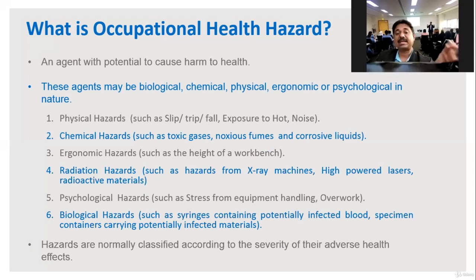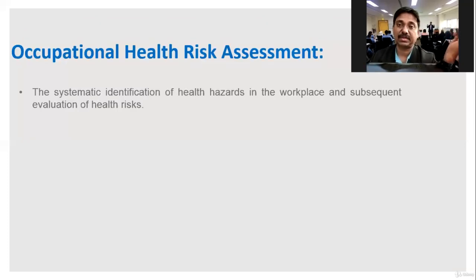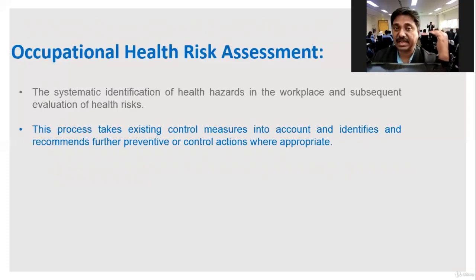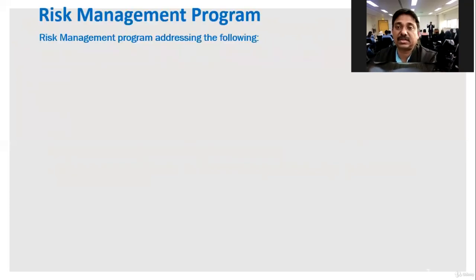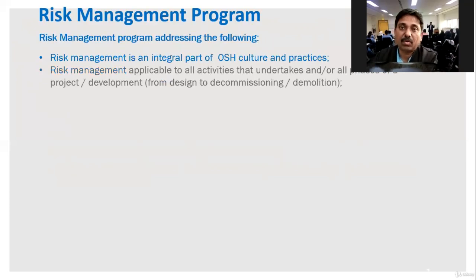So hazards are normally classified according to the severity of their adverse health effects. So we have to understand what this adverse health effect is. For this we have to do a risk assessment. So you do systematic identification of hazards in the workplace, subsequent evaluation of health risk, the process of taking existing control measures into account, and identifying and recommending further preventive control actions where appropriate. This is called risk control measures. What is risk management?